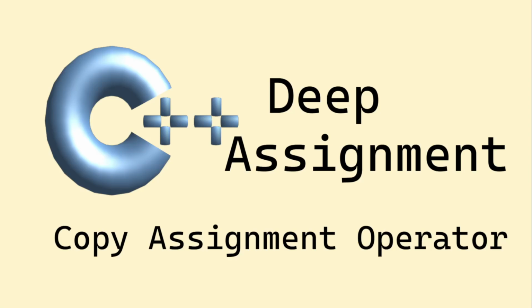Let me talk here about the deep copy assignment operator. This is related to the deep copy constructor, but the difference is that the deep copy assignment operator gets used when we attempt to copy one object to another. Suppose we have two objects and we want to copy data from one object to another object.